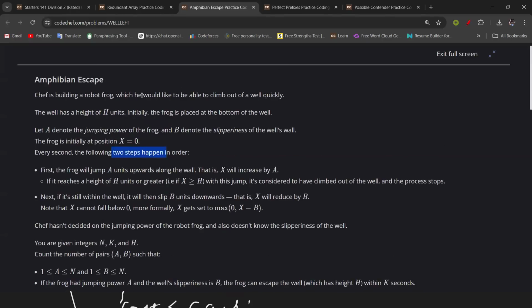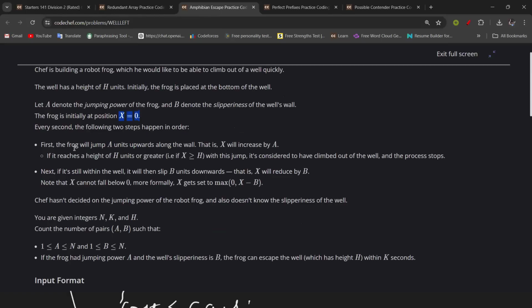So basically, we are given a well. The well is of a height of h units, and initially the frog is at the bottommost point of the well, which is denoted by x equal to 0. The topmost point would be x equal to h. Okay, so initially the frog is at this point. Now, what happens? Every second, two steps happen. So in every second, two things would happen. First, the frog will jump a units upward along the well.